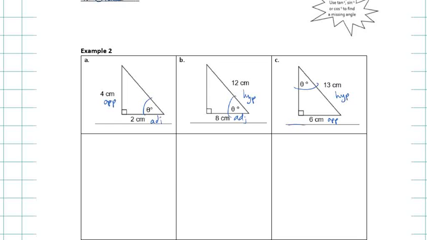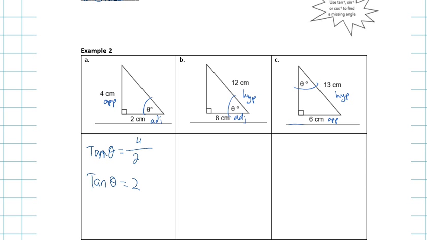So, I know the opposite of the angle theta and I know the adjacent, so I have to use tan. So let's set it up. Tan theta equals, opposite is 4, the adjacent is 2. So what's 4 over 2? 2. So tan theta is 2.